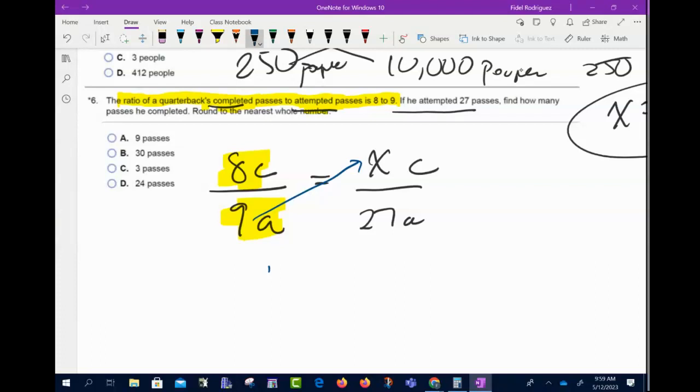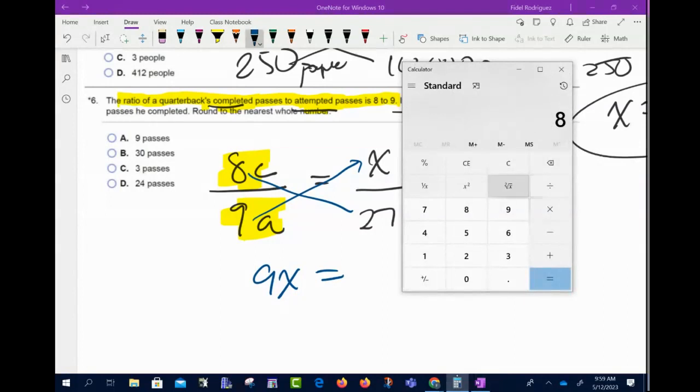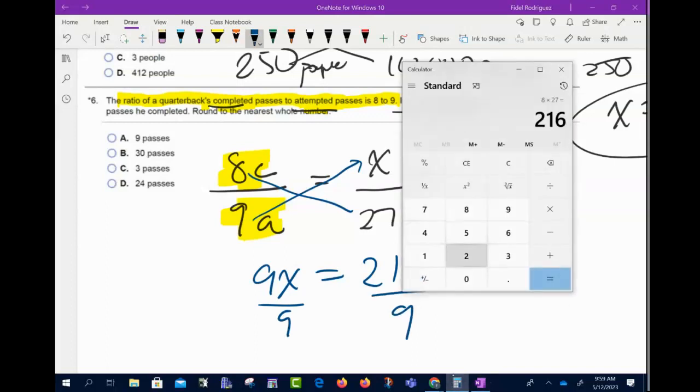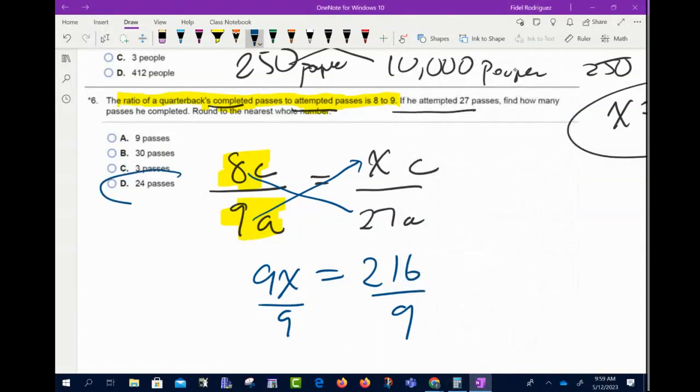So look, we're going to multiply 9x, whatever. 8 times 27 is 216. Let's divide everything by 9. Very good, 24, right? Boom.